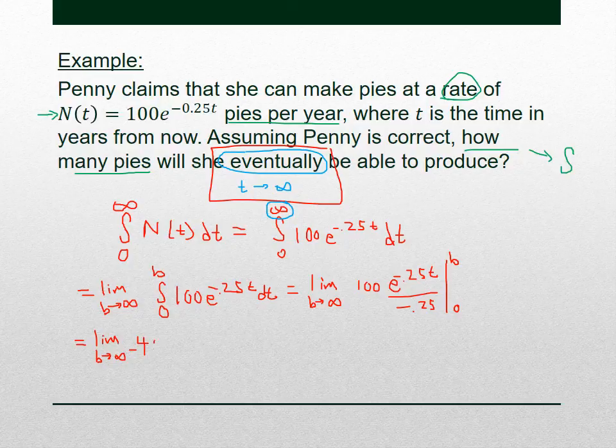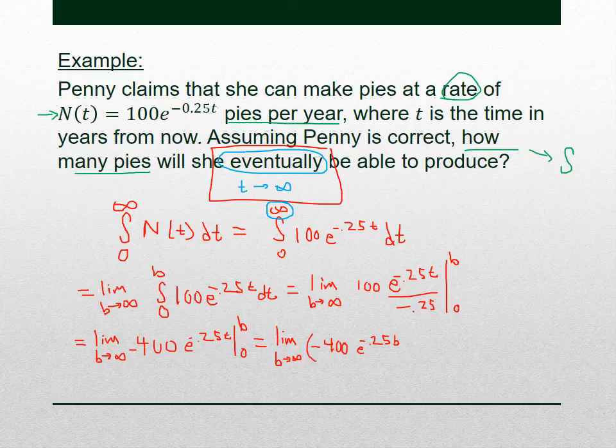Now, what is 100 divided by minus 0.25? You can either plug that into your calculator or realize here that minus 0.25 is negative 1/4. So dividing by a fraction, multiply instead by the reciprocal, which reciprocal of 1/4 is 4. So that gives us minus 400. So that's 100 over minus 0.25, e to the minus 0.25t, evaluated from 0 to b. So again, that 400 was just taking the 100 and dividing by minus 0.25.